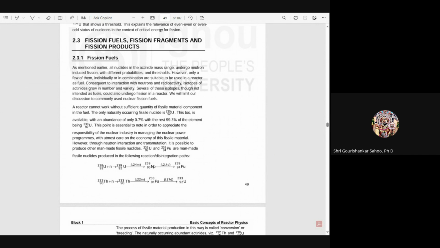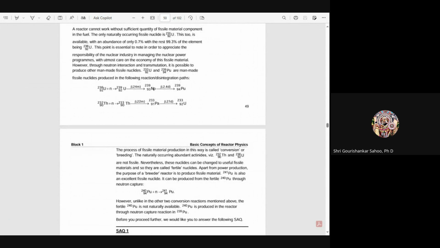However, through neutron interaction and transmutation, it is possible to produce other man-made fissile nuclides like uranium-233 and plutonium-239. These two are man-made fissile nuclides produced in reaction or disintegration paths. Uranium-238 plus neutron gives uranium-239. This leads to neptunium-239, and this will lead to plutonium-239. Similarly, thorium-232 plus neutron will yield thorium-233 as a compound nucleus, and it will then become protactinium-233 (91), and the resulting nuclide will be uranium-233 (92).